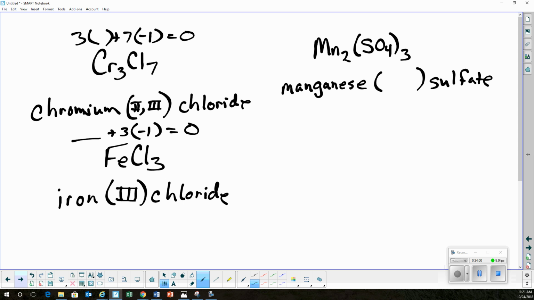Either put them on your periodic table or memorize them. Sulfate has what charge? -2 plus 2 times some number has to equal 0. So what's that some number? 3. Done.